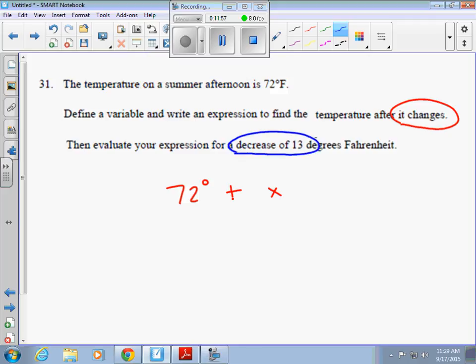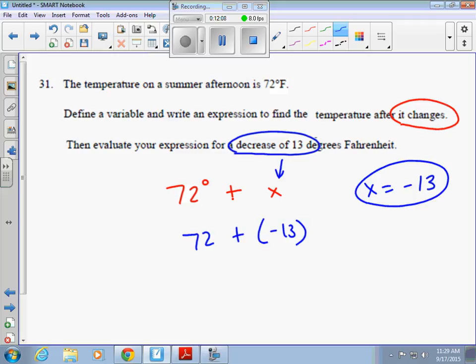So all we're going to do is say X is equal to negative 13. And in place of that one, we have something that says 72 plus negative 13. Opposite signs, you subtract them then. 12 minus 3 is 9. 6 minus 1 is 5. So 59 degrees is what it would be.